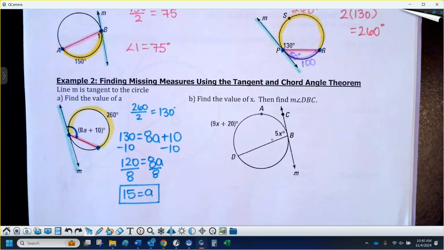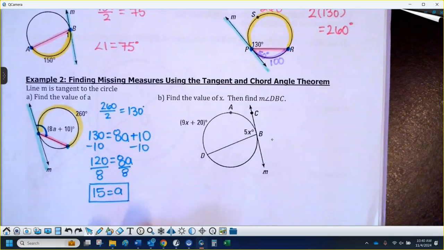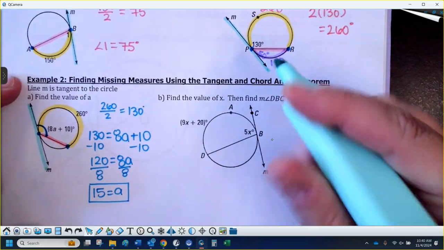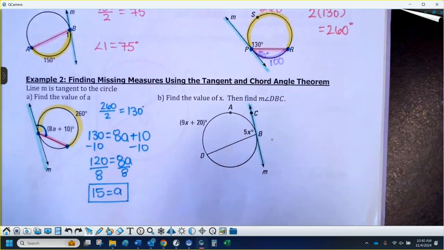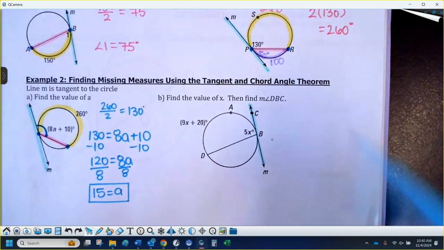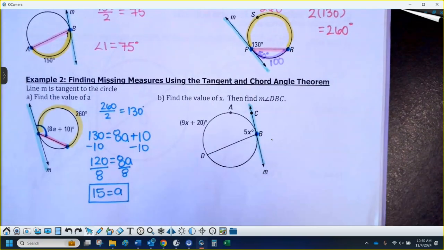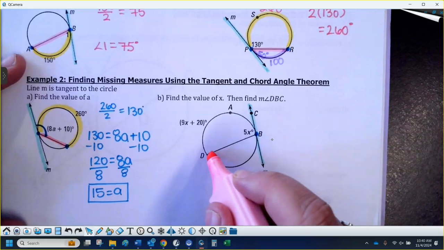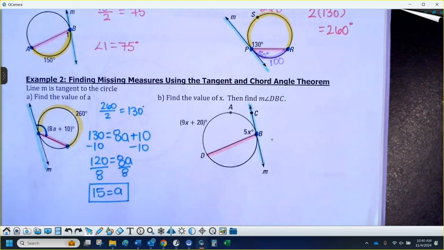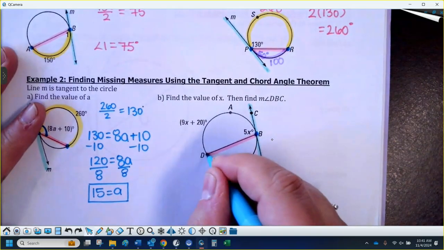The last one is probably the trickiest. There are actually 2 ways you can do this problem, but here's your tangent line. It's just going to brush by the circle and just touch it at point B. Point B is also an endpoint of a chord, and that chord goes across the circle to point D. So a chord is just a line segment that goes through the circle. Endpoints are both on the circle.